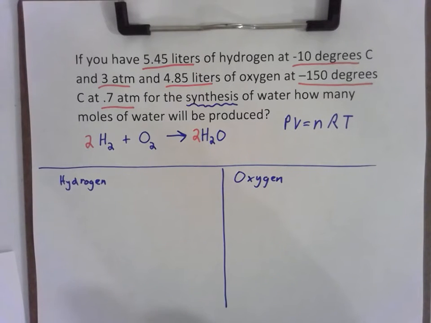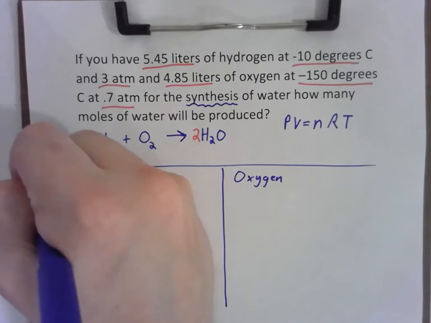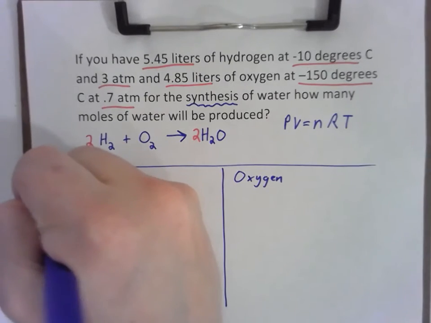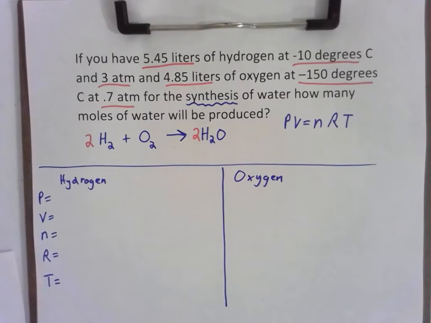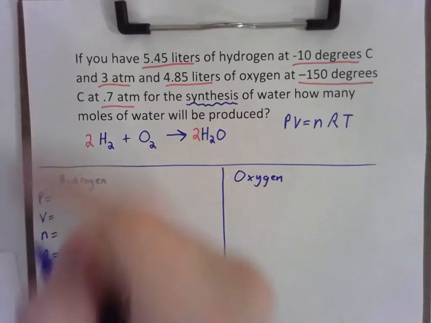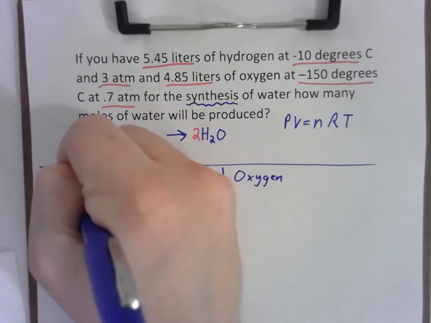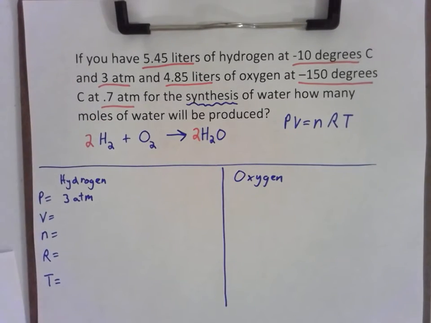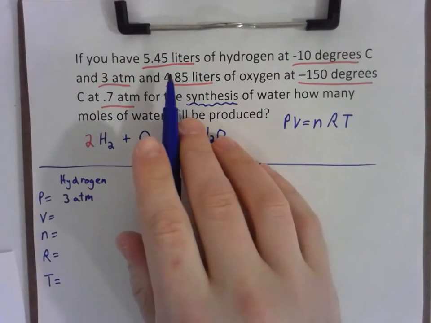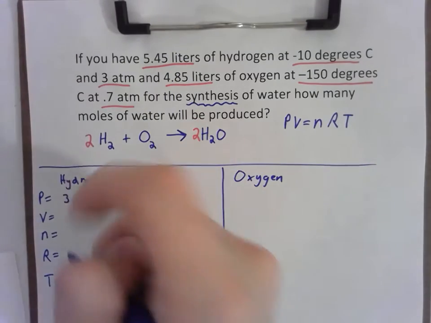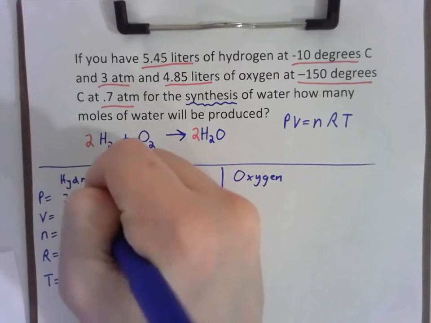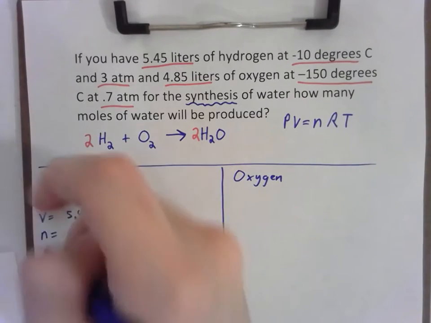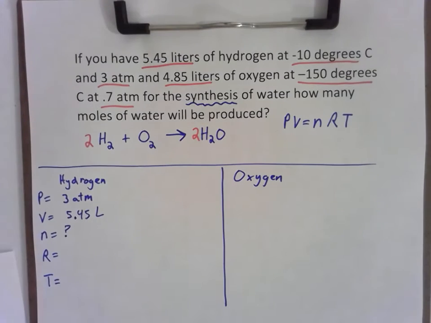So let's start with hydrogen. I'll just make a little list here and see what variables I have. So pressure, I'm told, is 3 atmospheres. And volume, I'm given up here. So that's 5.45 liters. Number of moles, I do not know. That's what I'm trying to figure out.